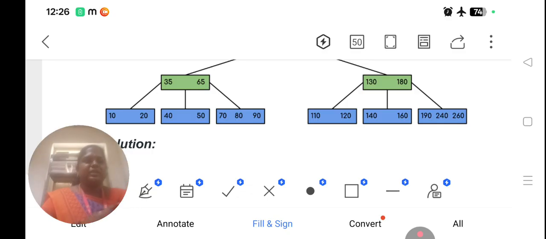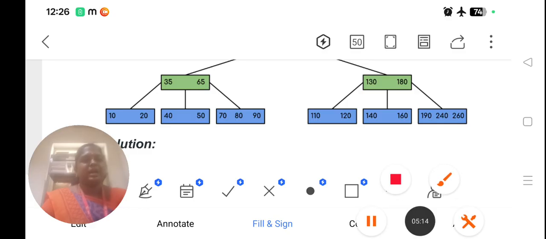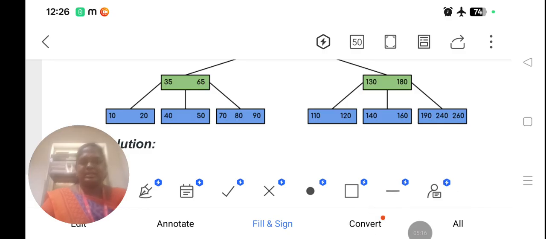Likewise here, with 130 and 180, 110 and 120 are less than 130, so they will be contained in the left node. 190, 240, 260 are greater than 180, so they will be contained after 180. Now 140 and 160 are in-between values, so the central child node will be used here. That's all. This is a B tree.